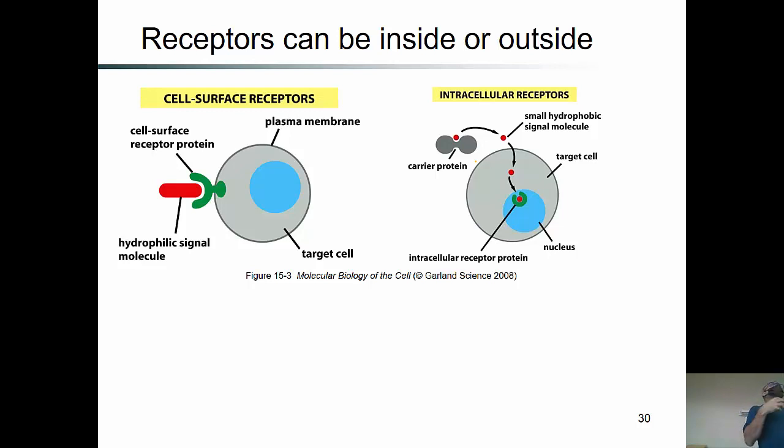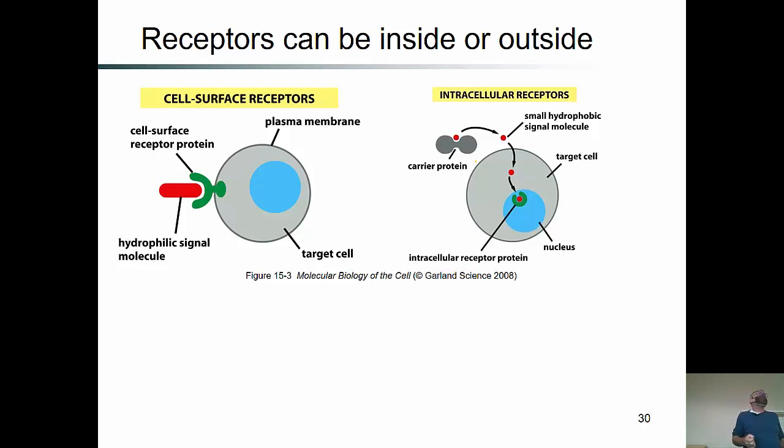The receptor does not move into the nucleus in the absence of the hormone. We'll look at those a little bit, but most of what we're going to focus on are what we see in the left-hand side, which are cell surface receptors.